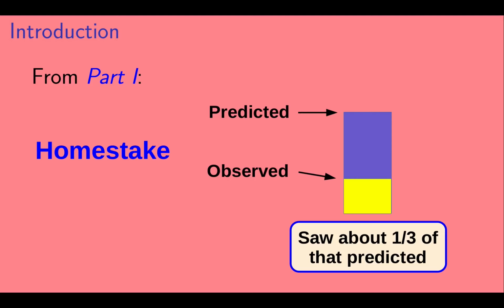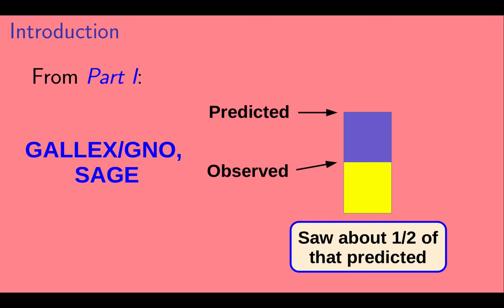In Part 1, we saw that there were multiple experiments that measured the flux of neutrinos from the Sun. The first experiment, Homestake, only saw about 1/3 as many neutrinos as were expected from solar models. The GALLEX/GNO and SAGE experiments saw about half as many neutrinos as were predicted.